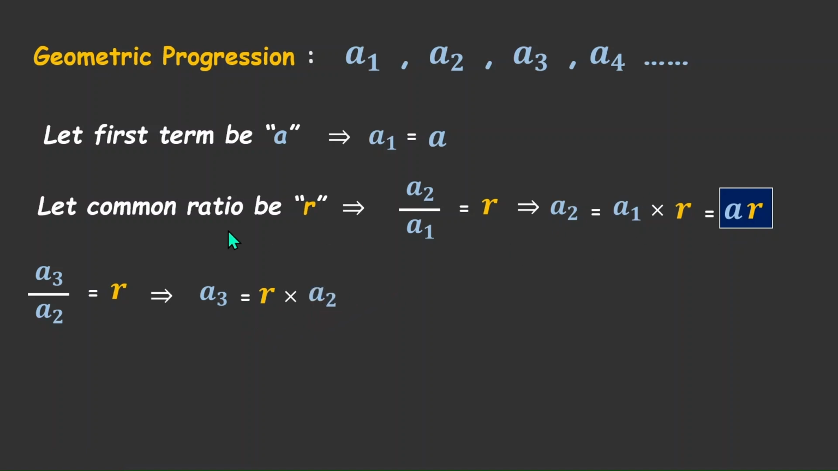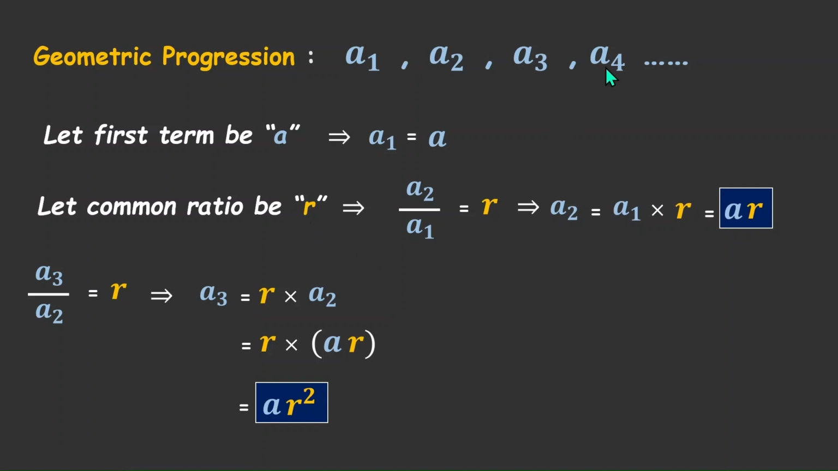From the previous term, we got that a2 is ar, so we'll just replace it here. We get r into ar. When we multiply r into ar, a is constant so it comes out, and r into r becomes r squared. So this becomes a into r squared, and that is the third term. So we also got the third term in terms of a and r, and we had the second term in relation of a and r.